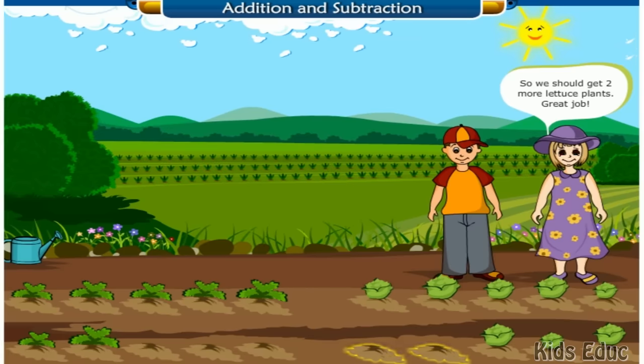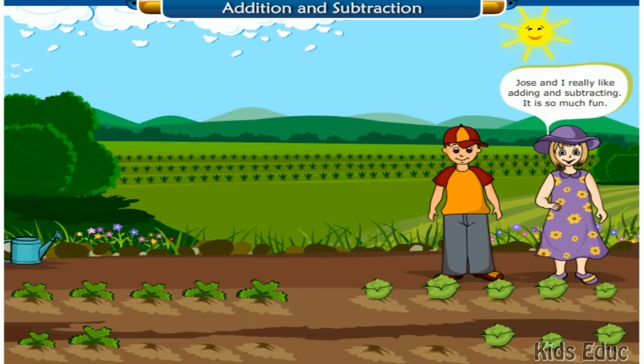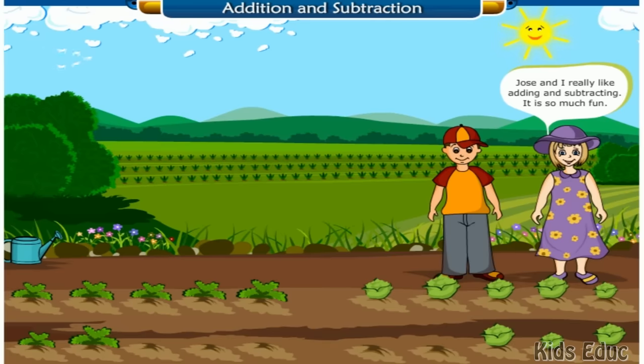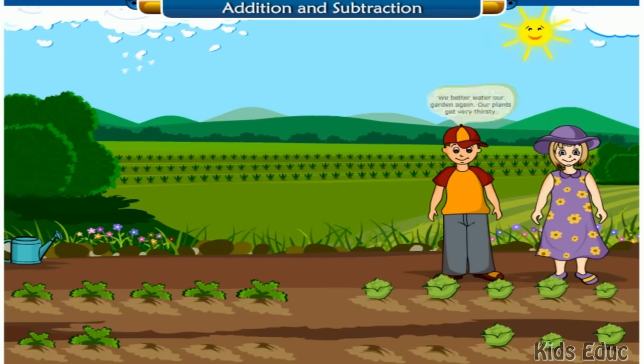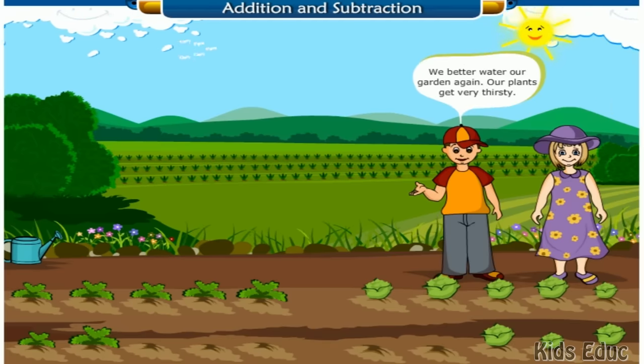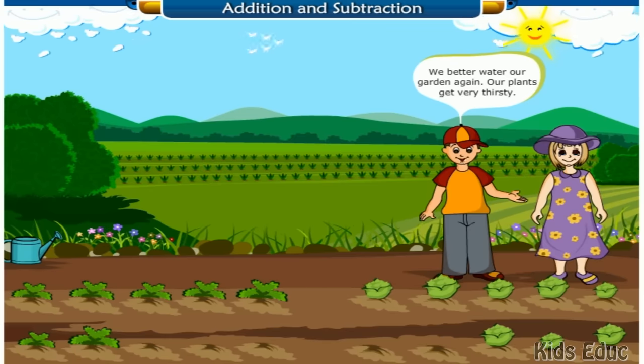Great job! Jose and I really like adding and subtracting. It is so much fun. We better water our garden again. Our plants get very thirsty.